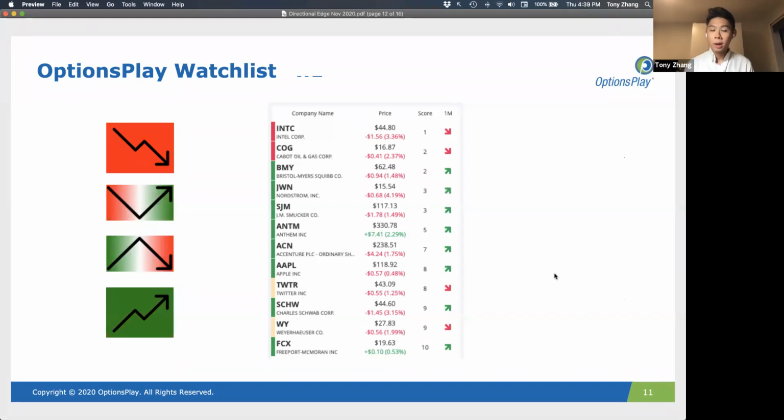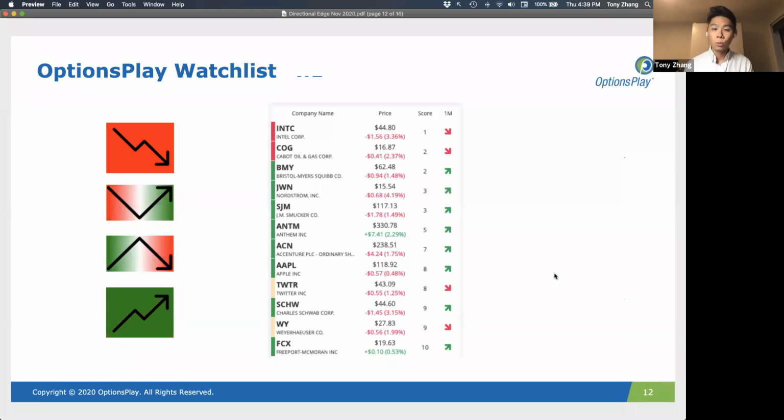Now, some of you may have seen this before and you quickly are able to identify this, but part of the OptionsPlay DNA is to take a very visual approach to everything, because we know that you don't have a lot of time, and you want to make sure that you're able to quickly identify opportunities, quickly analyze those opportunities and execute them.